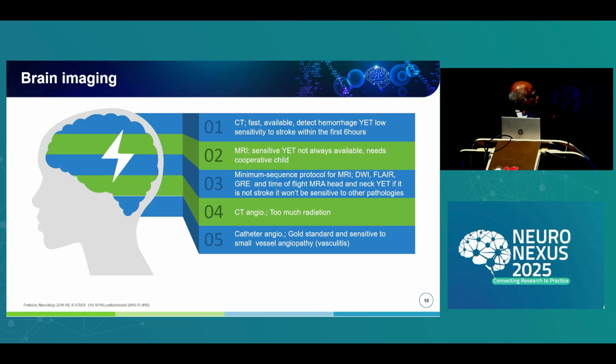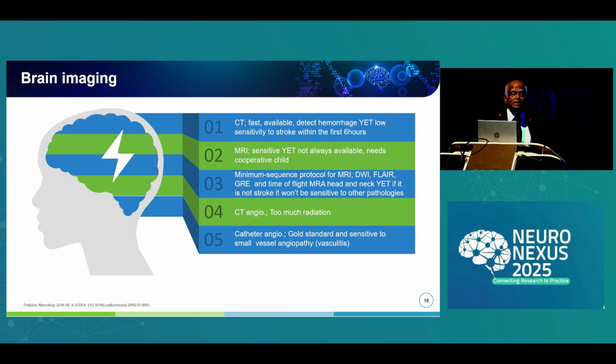In children, CT is fast and easily available to detect hemorrhage, yet its sensitivity to stroke within the first 6 hours is questionable. MRI is sensitive, yet not always available and needs a cooperative child. And the minimum sequences most of us are aware of, we'll skip that. CT angio means too much radiation in a child. Catheter angio seems to be the gold standard, especially when you have a suspicion of small vessel vasculitis.